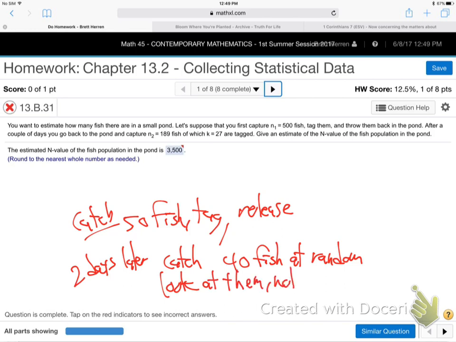And you notice that 20 have tags from 2 days ago. Right? So you understand, 2 days later, throw down your net, you pull up 40 at random, and then you put them on the deck, and you look at them, and you say, yeah, half of these fish are the fish we tagged a couple days ago, right? 20 out of 40. You getting that?